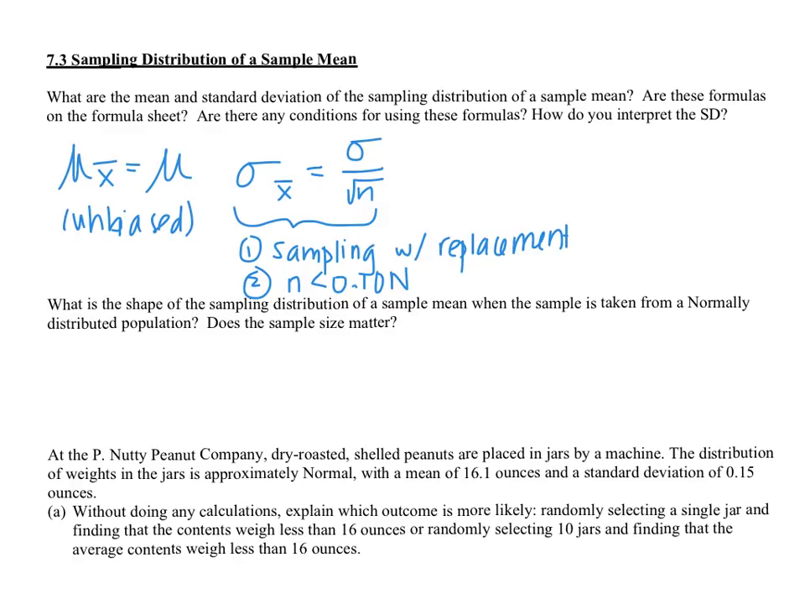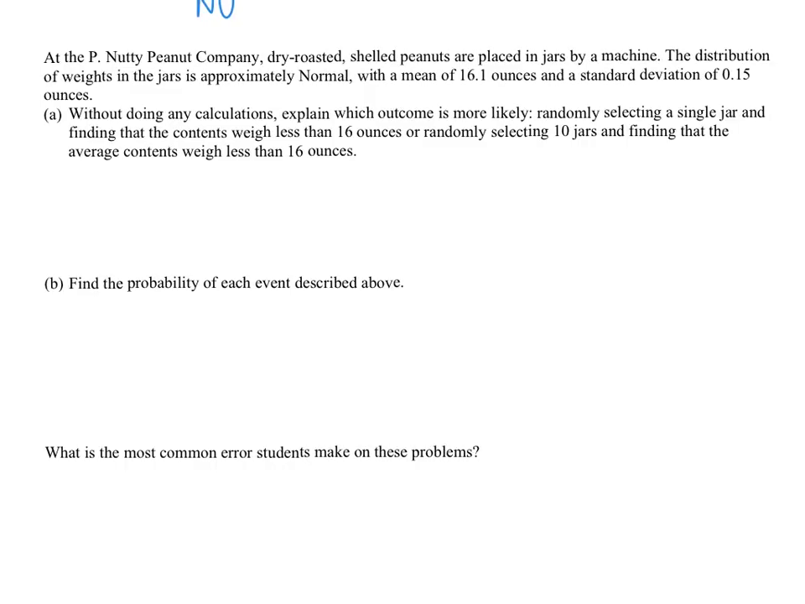Now, what is the shape of the sampling distribution of a sample mean when the sample is taken from a normal population? If you have a normal population, then the sampling distribution is also going to be normal. Does the sample size matter? No. If I'm told the population is normal, and I take samples from it, the sampling distribution will be normal, regardless of what size samples I take. So I take samples of size 5, 10, 20. Regardless, my sampling distribution is going to be approximately normal. That's not necessarily the case if the population is not normal, though. We'll get to that eventually. Right now, we're going to do an example before we talk about what happens when the population is not normal.